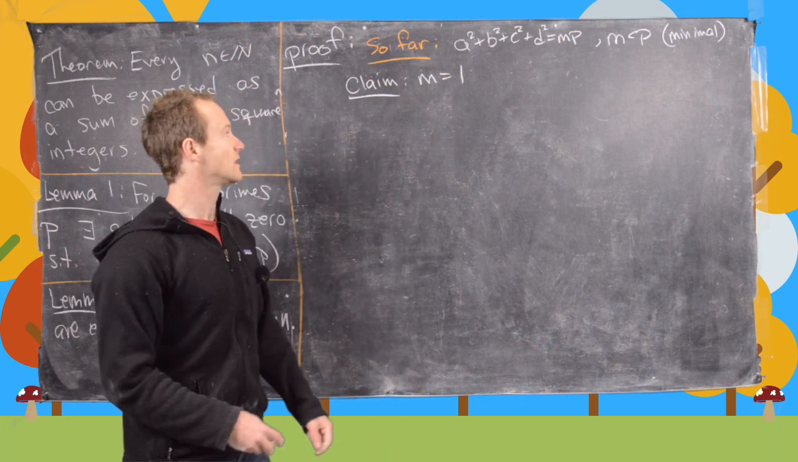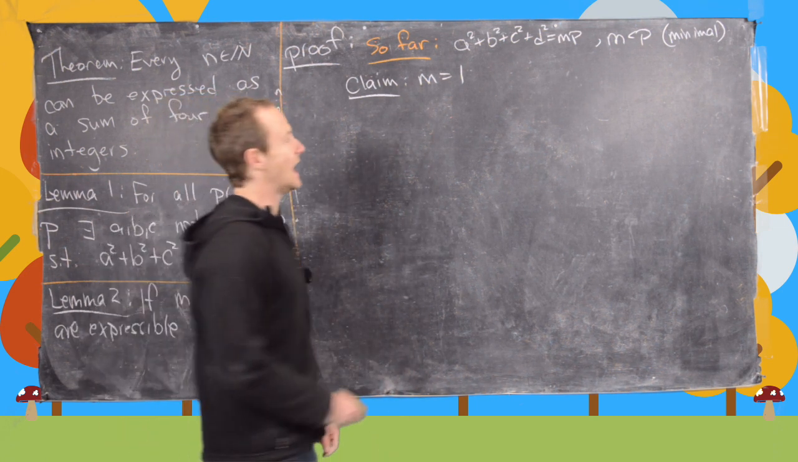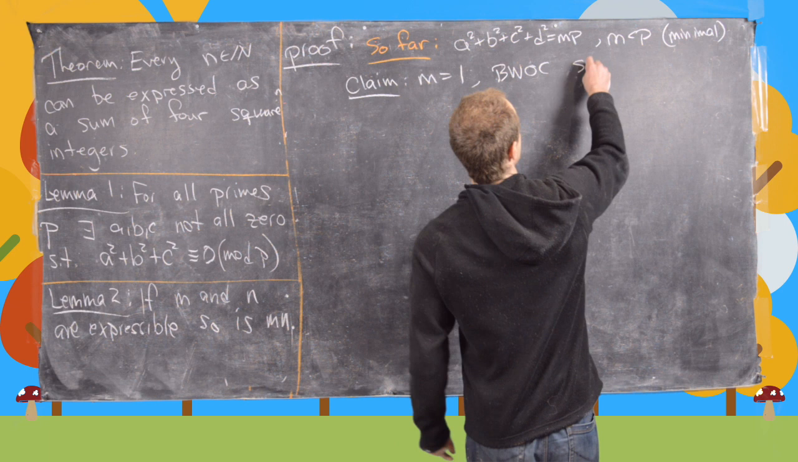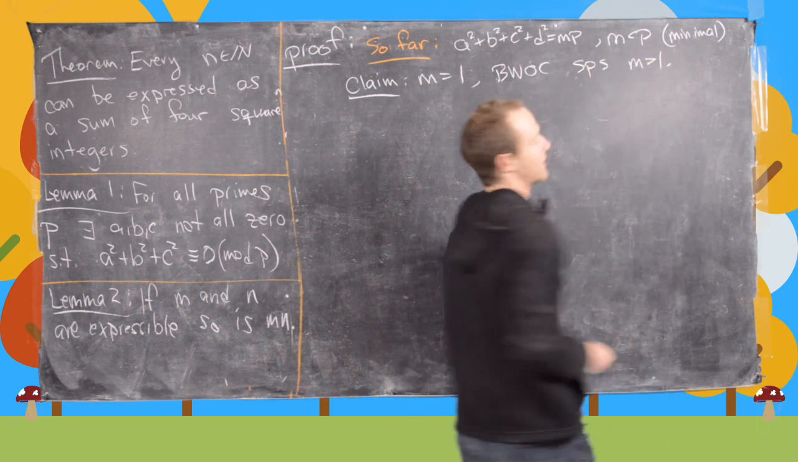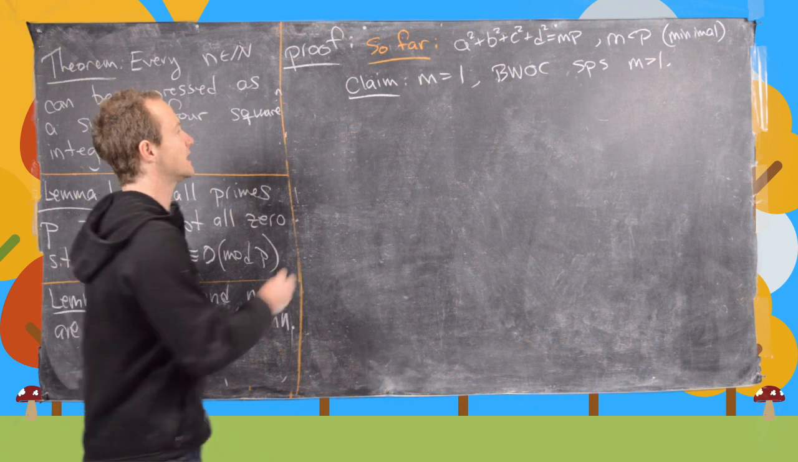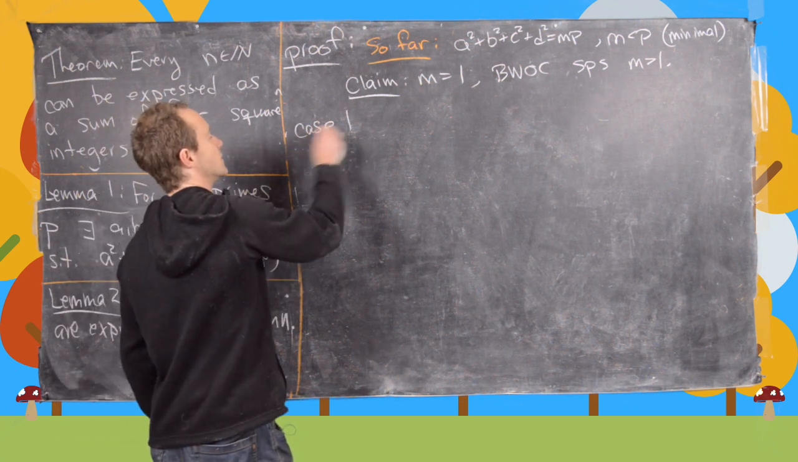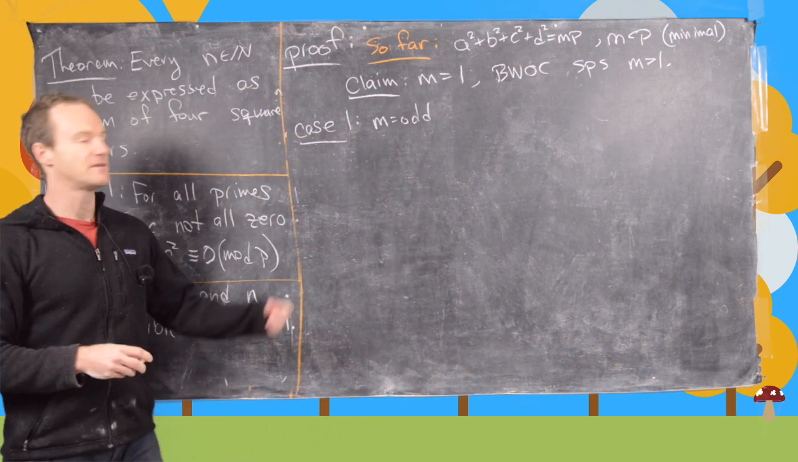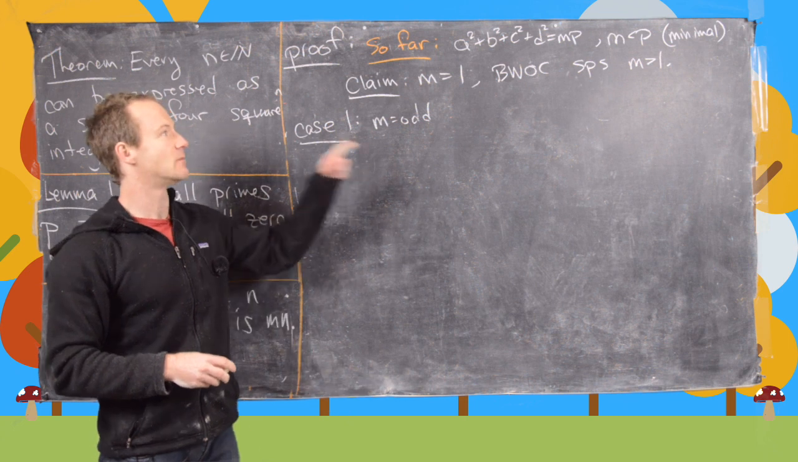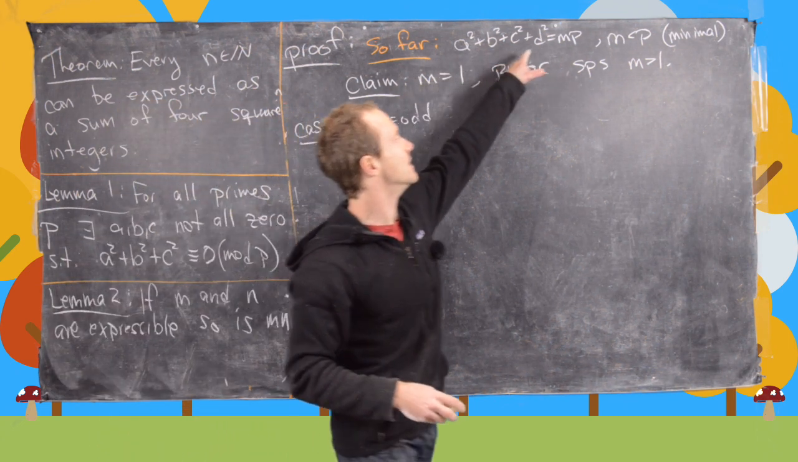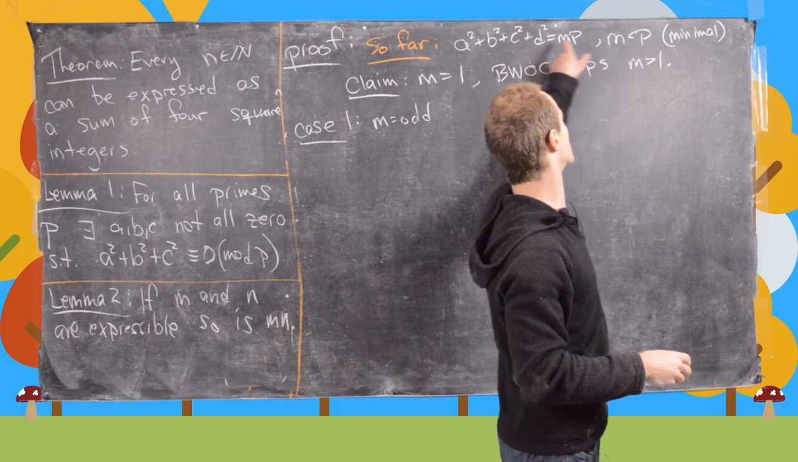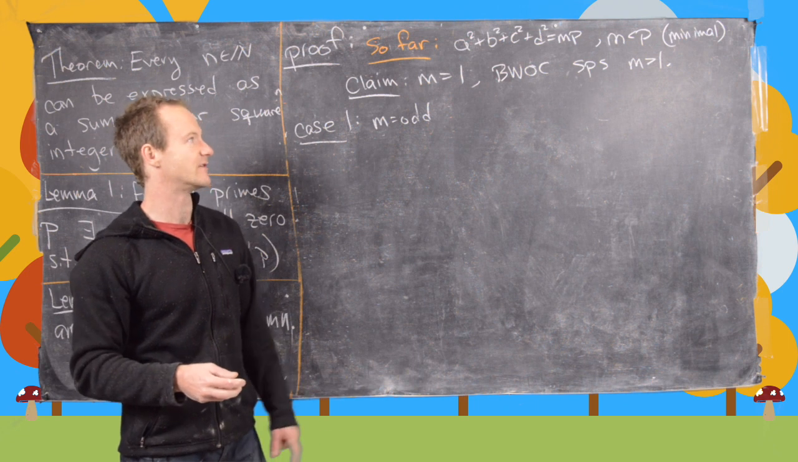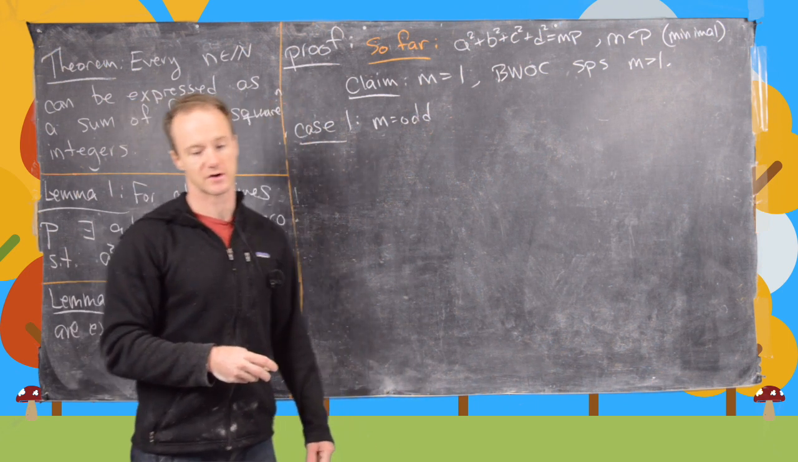Okay, so now our claim is that m equals 1, and how we're going to do that is by way of contradiction. So by way of contradiction, let's suppose that m is bigger than 1. Okay, and we need to look at 2 cases here. Case number 1 is m is odd. Both of these cases will construct a smaller solution to this equation, in other words, a smaller m that satisfies this kind of equation, which contradicts the minimality of m, which means that m was 1 in the first place.